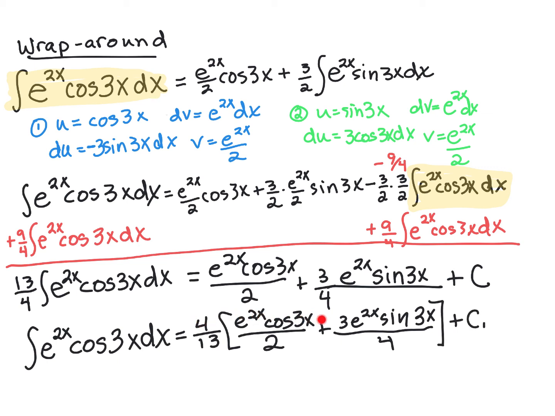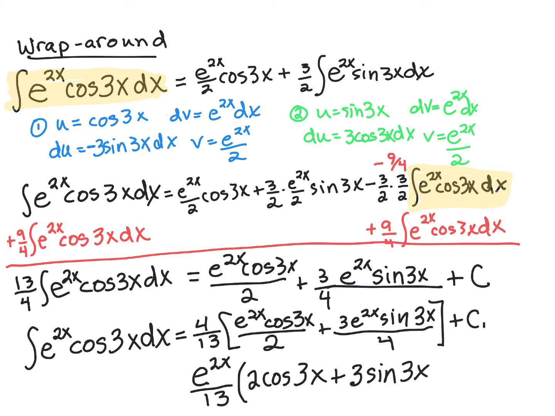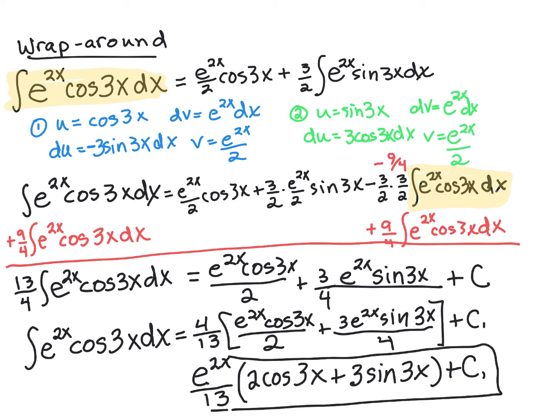Now I can distribute a 4 through here. I can factor out the cosine, the e to the 2x, keep the 13 on the outside, but 4 is going to cancel this 2 and leave me with 2 cosine of 3x. Cancel this 4 and leave me with 3 sine of 3x. Pretty cool stuff. It doesn't happen often, but when it does happen, it's just stinking cool.